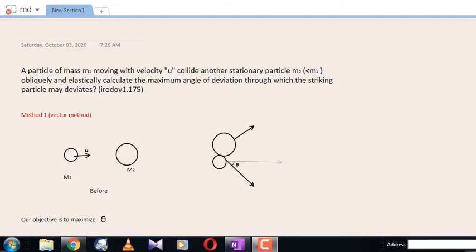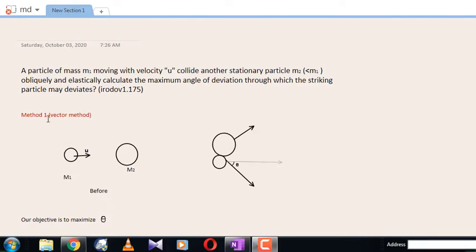Let's go to the original wording of the problem. A particle of mass m1 moving with velocity u strikes another stationary particle m2, less than m1, obliquely and elastically. Calculate the maximum angle of deviation through which the striking particle may deviate. So your objective is to maximize this particular theta. If you are new to this channel, pause and give it a fair attempt for about 5 to 10 minutes, then resume the video. So hope you have done. Let's go to the solution.